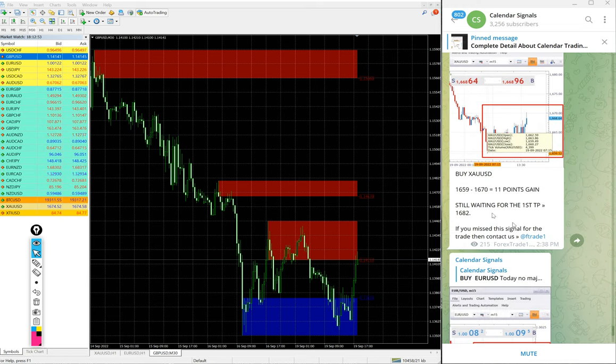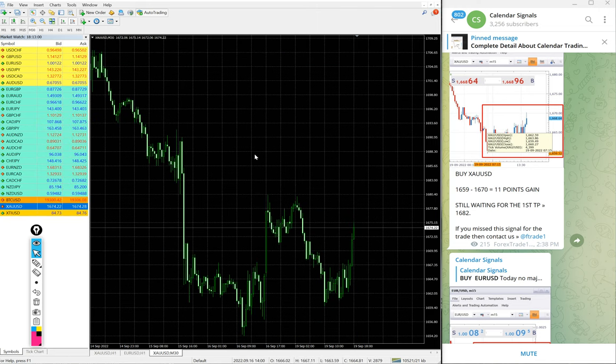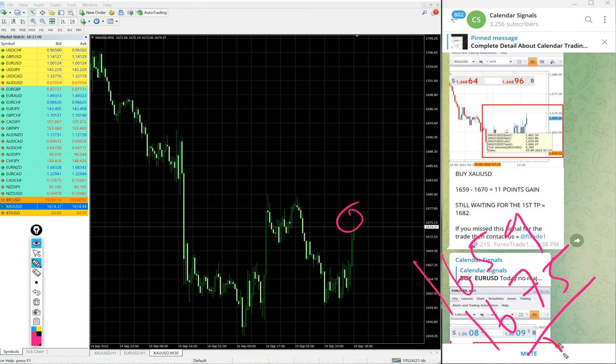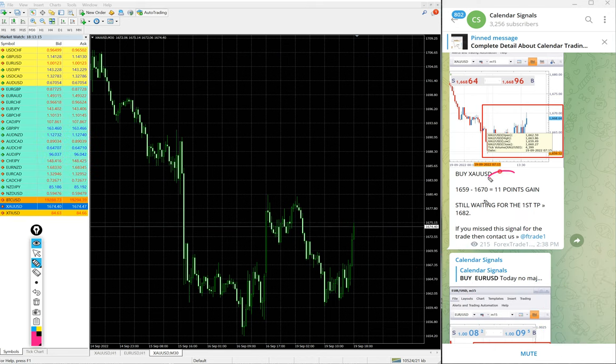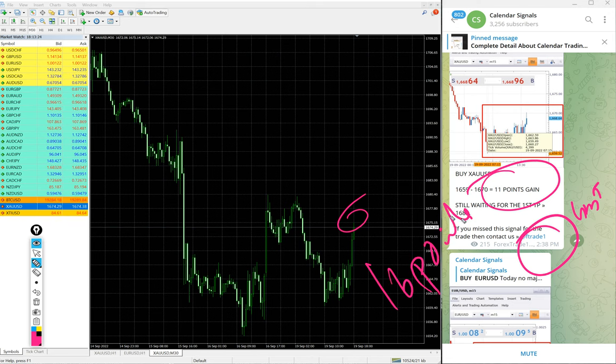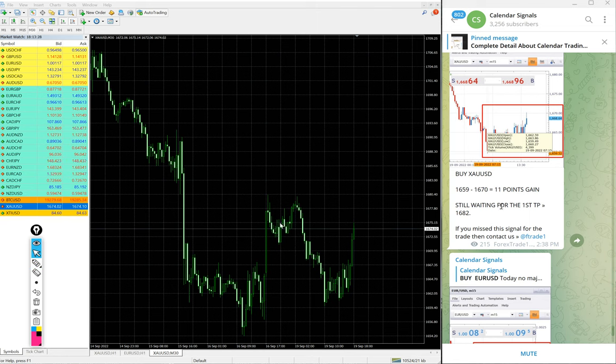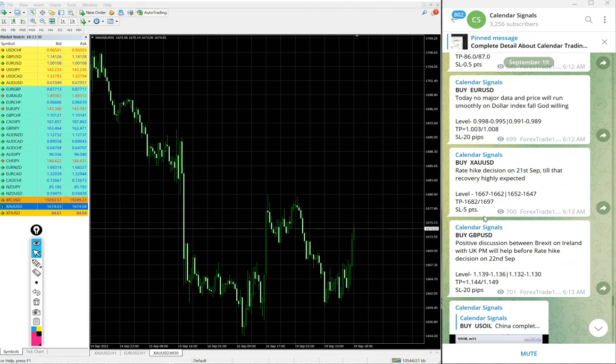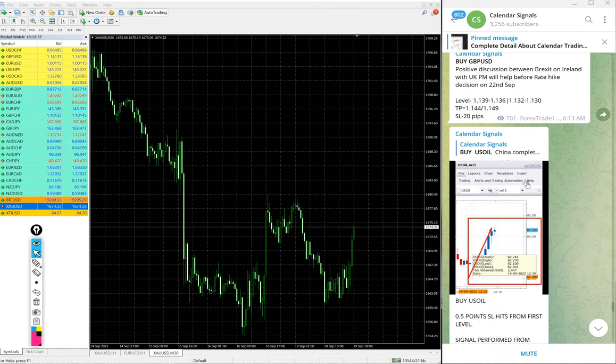Now the next signal is buy gold, buy XAUUSD. Here is the XAUUSD chart and entry at 1659 and high traded 1675. 16 points gain on gold. And we updated 11 points gain at 2:38 PM GMT. It moved a further 5 points. So 16 points gain on gold. Huge profit on gold buy signal. So three signals performed so far.